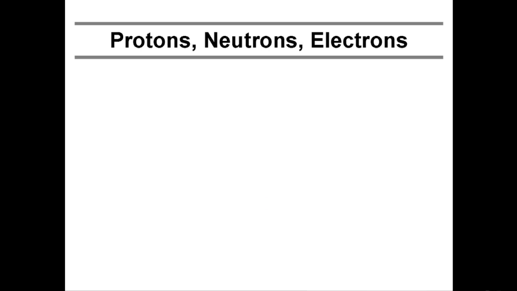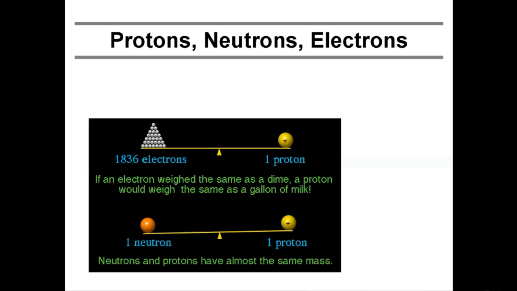Let's take another look at protons, neutrons, and electrons. A little bit of a comparison. So 1 proton is equal to the mass of 1,836 electrons. That is somewhat of an interesting comparison. So in other words, if an electron weighed the same as a dime, a proton would weigh the same as a gallon of milk. And see how many dimes, 1,836 dimes, you would need to equal the weight of a gallon of milk. Also, as we have seen, a neutron is slightly, very slightly, a tad heavier, but we're going to round both to 1. That is good enough for what we want to do.